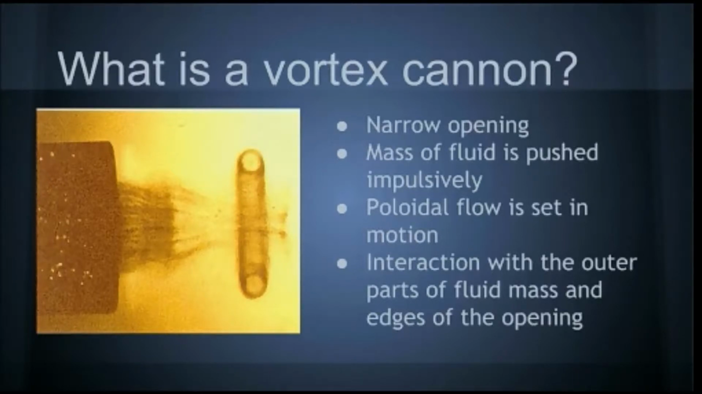The vortex ring of a vortex cannon is formed when a mass of fluid in the cannon is pushed impulsively from an enclosed space through a narrow opening. In this case, the colloidal flow is set in motion by interacting with the outer parts of the fluid mass and edges of the opening.